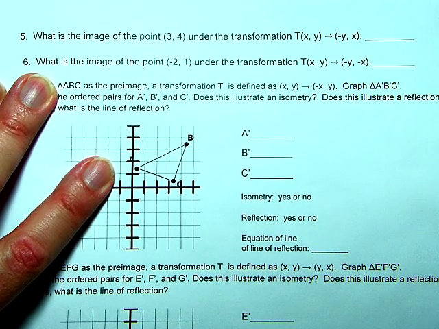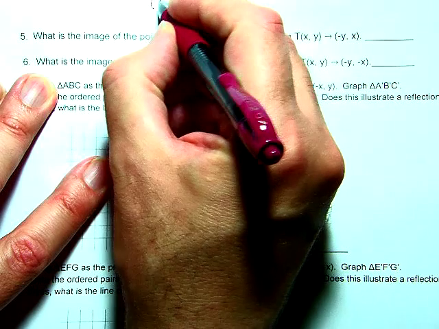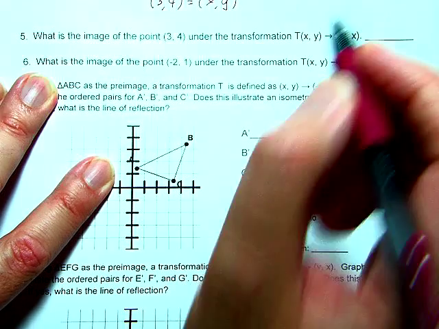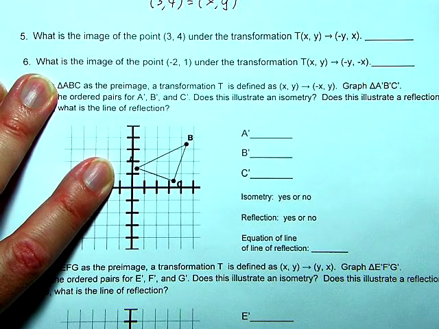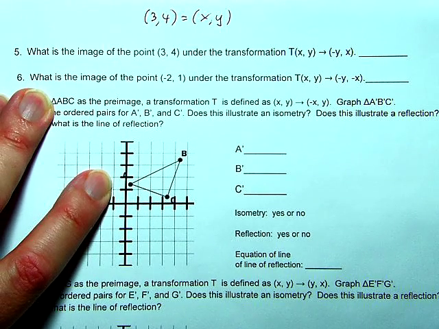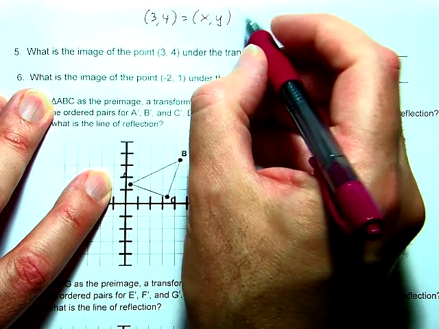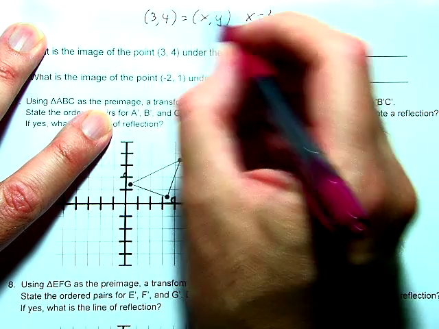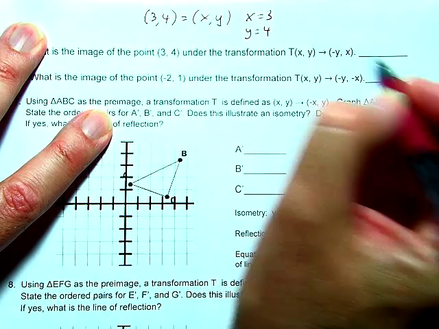So we're starting with point 3, 4. Okay, and that is our x comma y. So that is our pre-image point. Okay, now if 3 comma 4 is x comma y, then that's got to mean that x is equal to 3, right? And y has got to be equal to 4. Okay, so that's our pre-image.